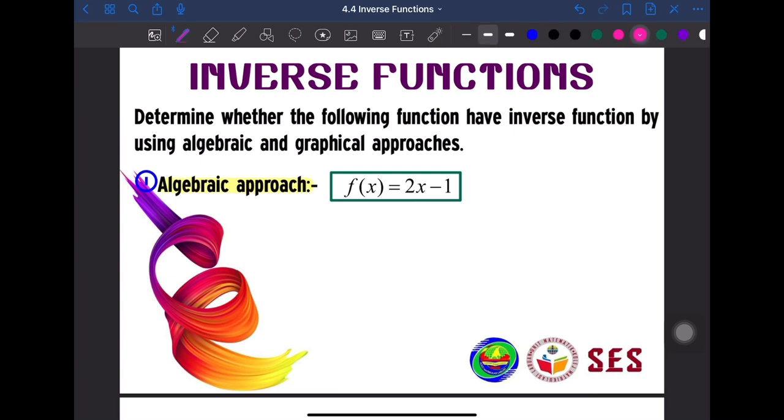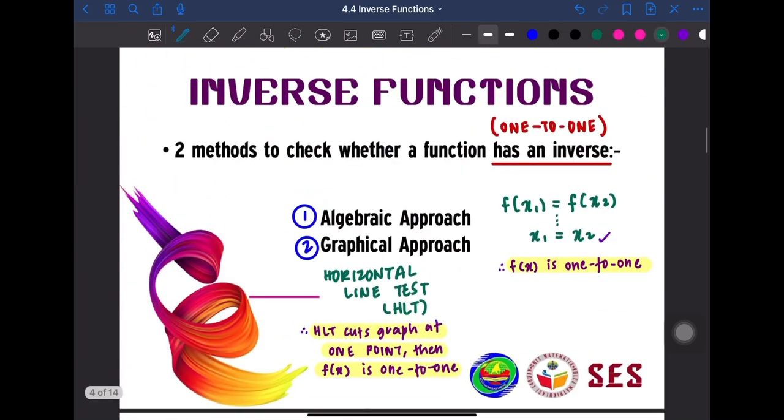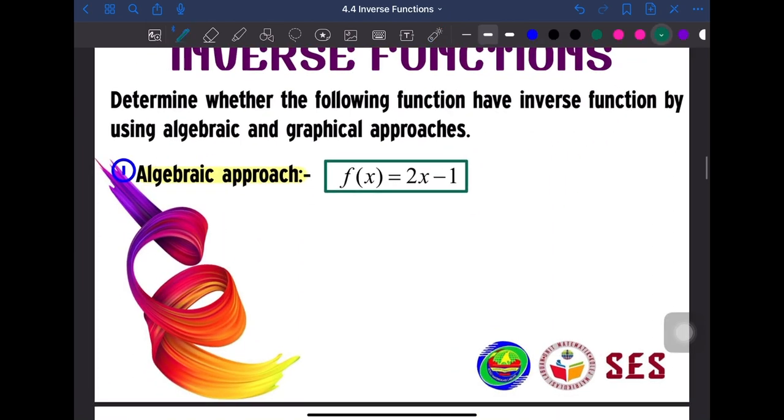Okay, so based on the method tadi yang ni, kita tahu kita akan start dengan this statement dulu. Okay, so saya salin je. So kita perlu buktikan f(x1) equal to f(x2). Okay, so this is our original function, input dia x.